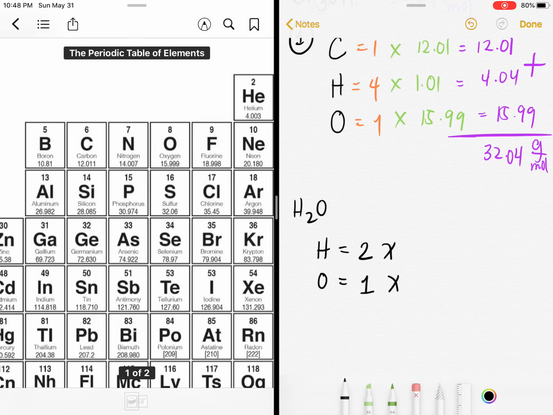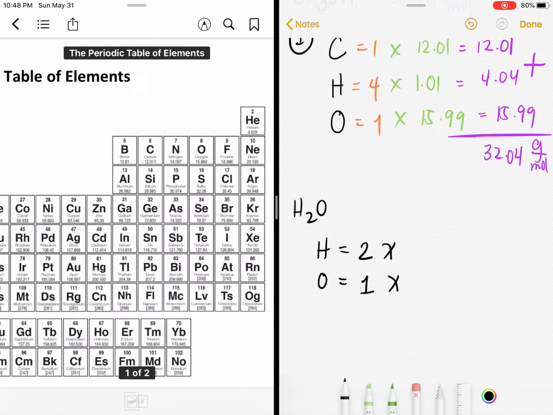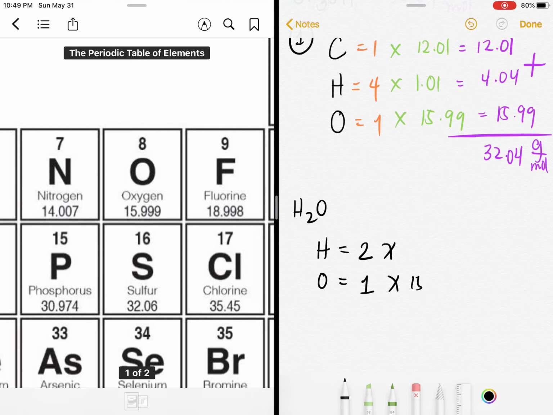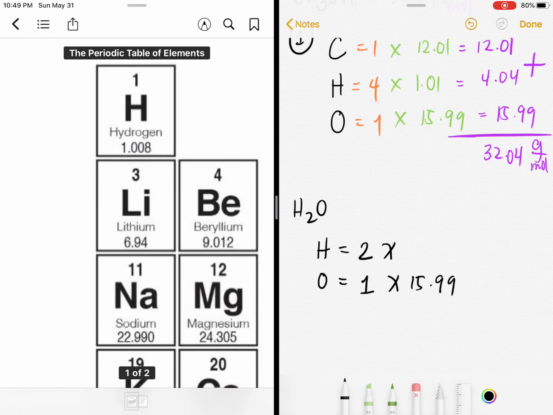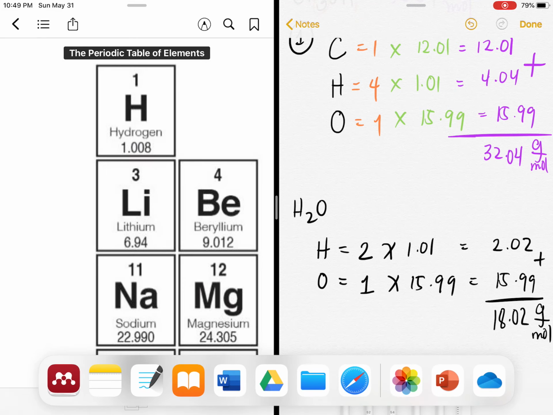Step 3, multiply with the atomic weight. Saan galing yung atomic weight? Galing po sa periodic table. So, si oxygen, eto na siya, 15.99. Si hydrogen, nandito siya, 1.01. Get the total. 2 times 1.01, 2.02. 1 times 15.99, 15.99. So, add those numbers. 2.02 plus 15.99, that is equal to 18.02. What's the unit? Gram per mole. Very easy.